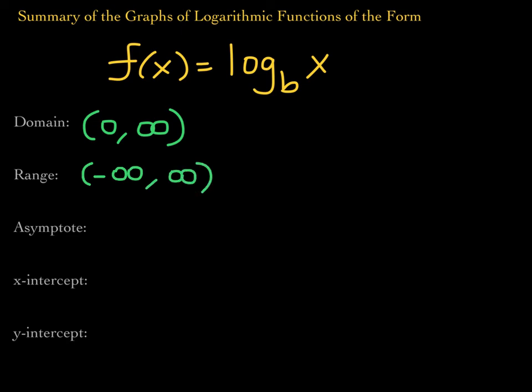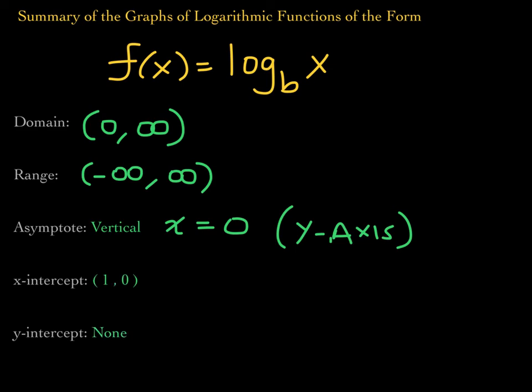Okay? Now the asymptote will be vertical. It'll basically be the y-axis, and so the equation that defines this vertical asymptote is x equal to 0. But just remember, the x equal to 0, this is basically your y-axis, behaves as the asymptote, okay? X-intercept, notice that for both of these functions, the x-intercept was 1, 0. And then we did not have any y-intercepts because the curve was getting infinitely close to the y-axis but never touching it.